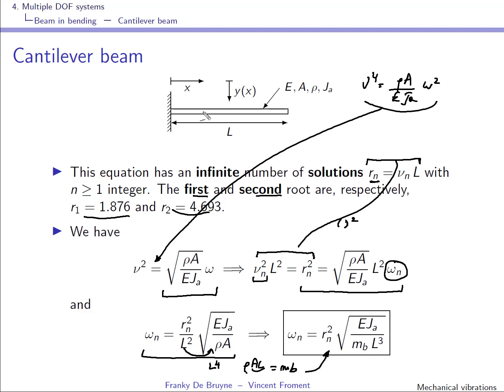So this cantilever beam has an infinite number of natural frequencies. The first natural frequency is given by this expression with R1 equal to 1.876, and you have something similar for the second natural frequency. This will be important later for our application example of the glider at landing.